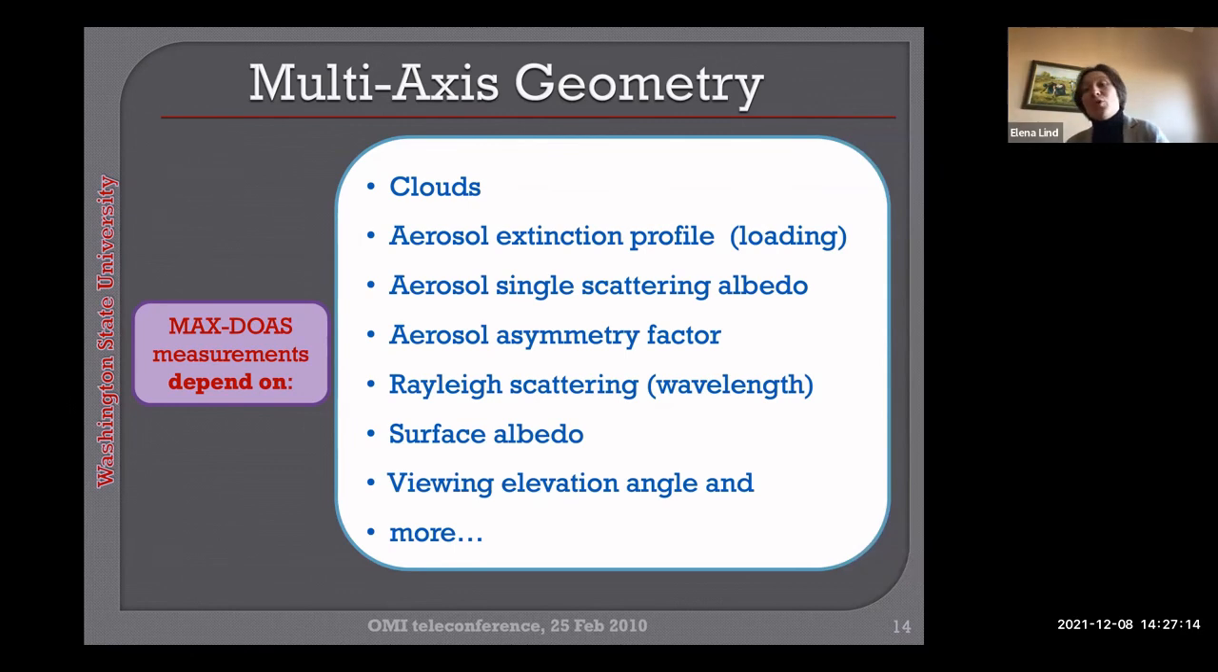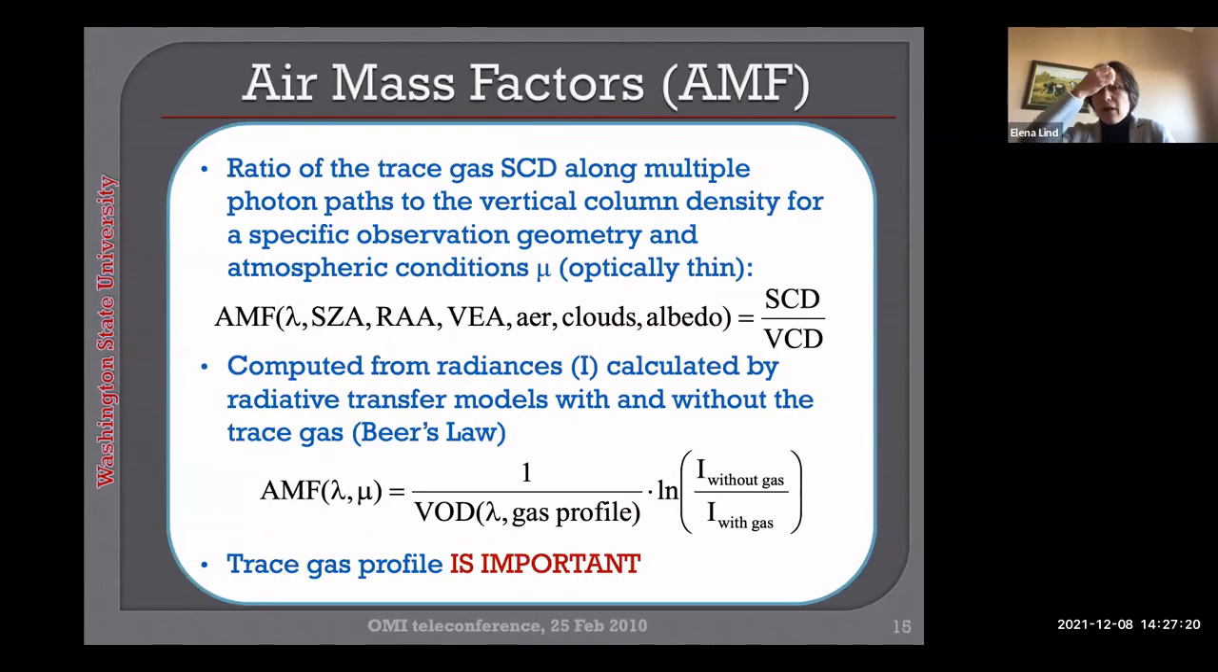And we also need to know where we're looking relative to the sun and more. So how do we untangle this information? It's usually done through this quantity called air mass factor. In a very, very broad definition, it's a ratio of our slant column density, or density along that convoluted path, relative to the vertical column density.